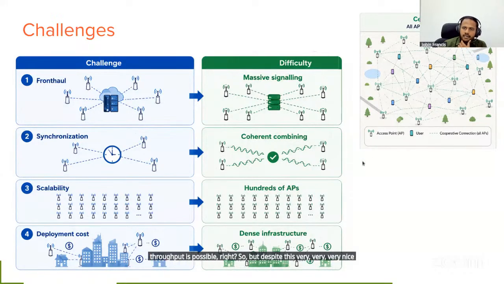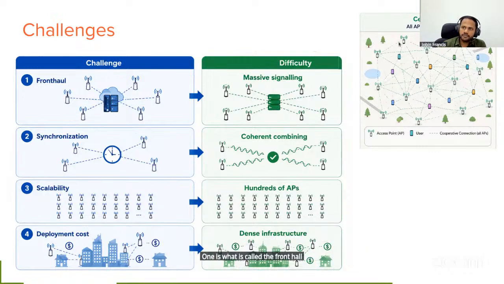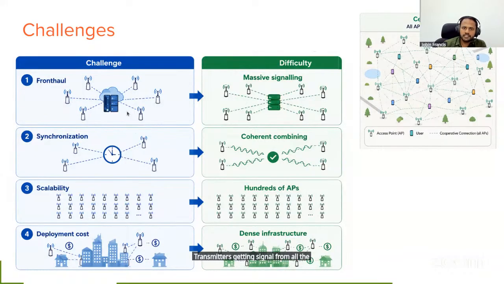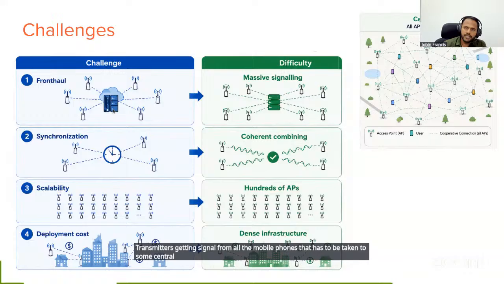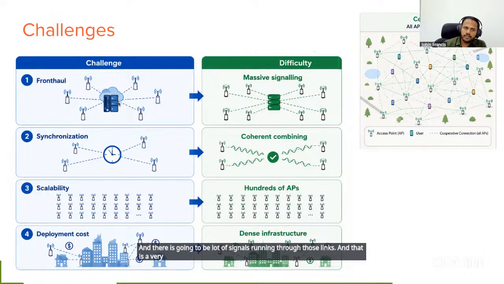But despite this very nice idea, realizing this in practice involves a lot of challenges. One is what is called the fronthaul challenge, because now when you have multiple transmitters getting signal from all the mobile phones, that has to be taken to some centralized server where all mobile phone signals are processed to recover the data, right? So therefore, some connectivity from the cell tower to some core network has to be there, which is what is called a fronthaul. And there is going to be a lot of signals running through those links, and that is a very costly thing to deploy as well.